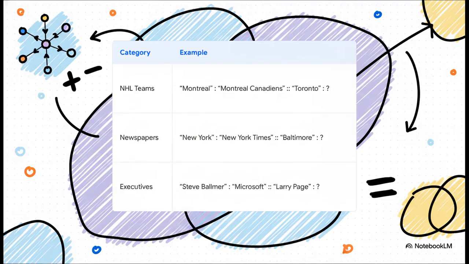And no surprise, the results are seriously impressive. Look at this. The model figures out that Montreal Canadiens is to Montreal what the Toronto Maple Leafs is to Toronto. It can even connect executives to their companies. This just shows it's not memorizing stuff. It's learning these really complex, real-world relationships.